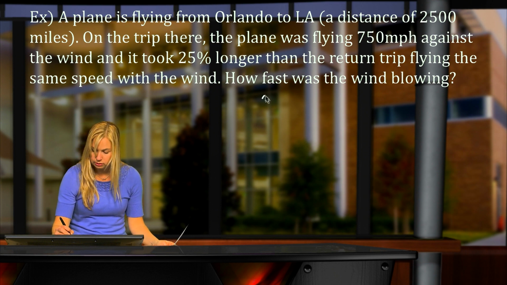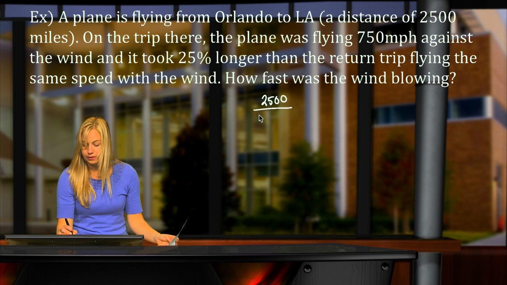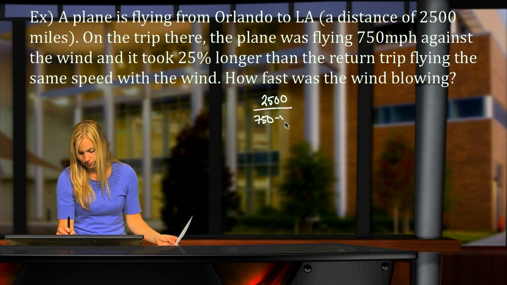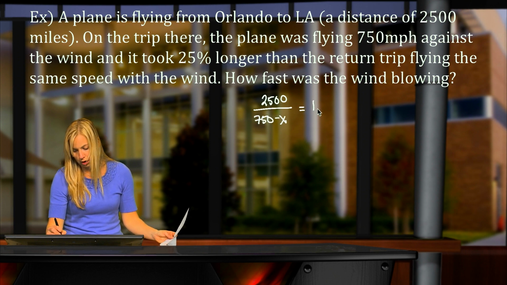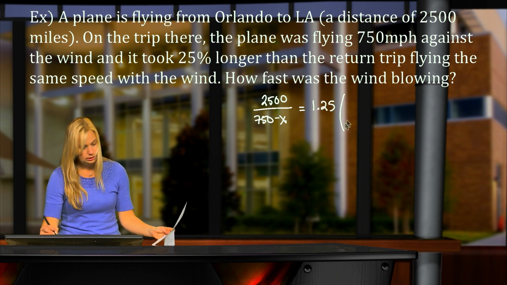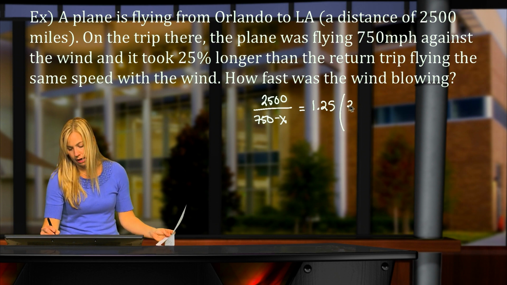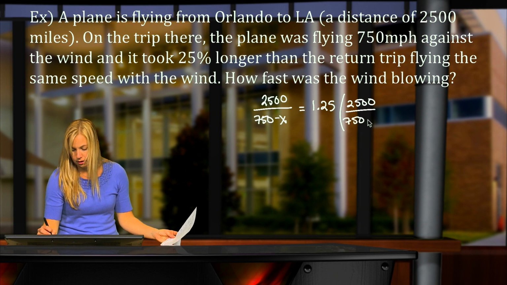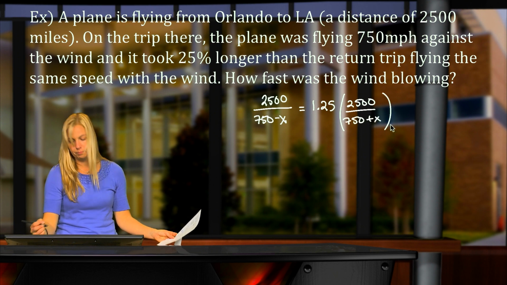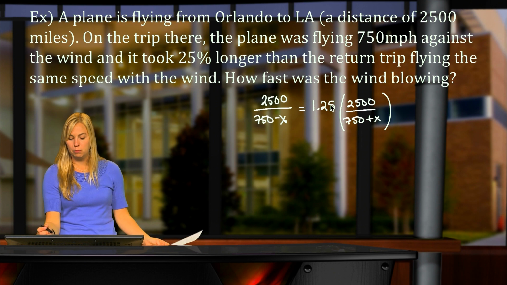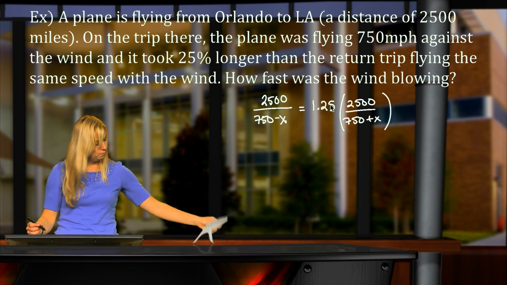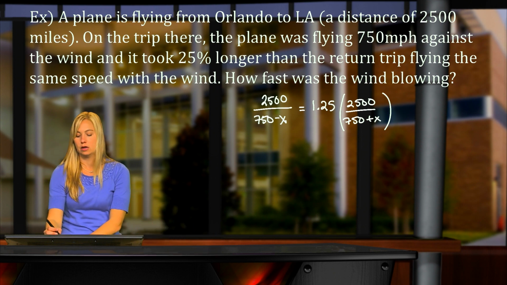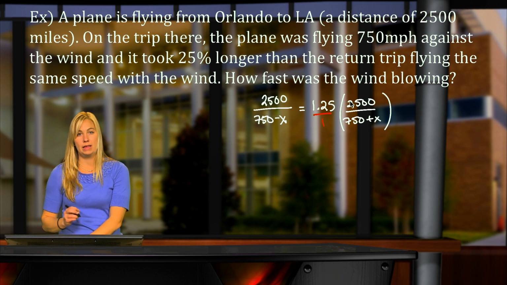So we had 2,500 divided by 750 minus x equals 1.25 times 2,500 divided by 750 plus x. What I'm going to do first is multiply. This 1.25 is a fraction. It's over 1. So I'm going to multiply it by that second fraction.